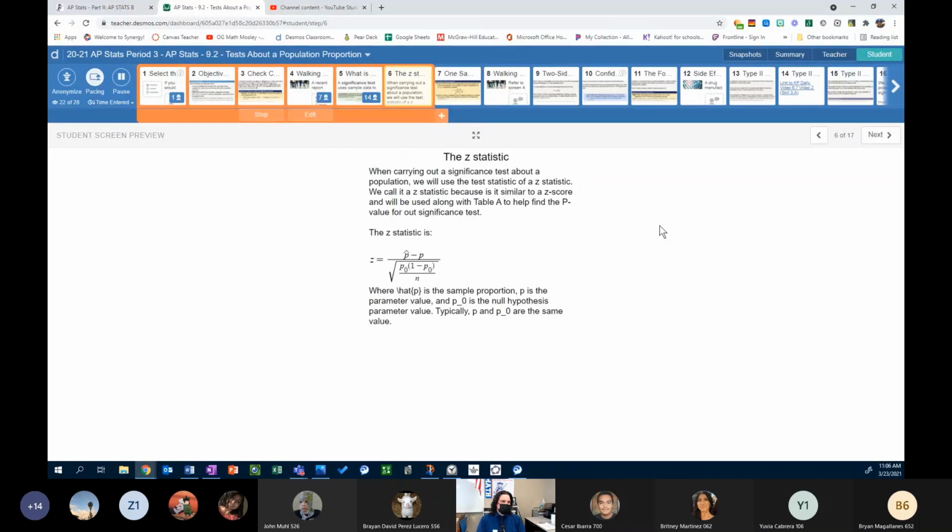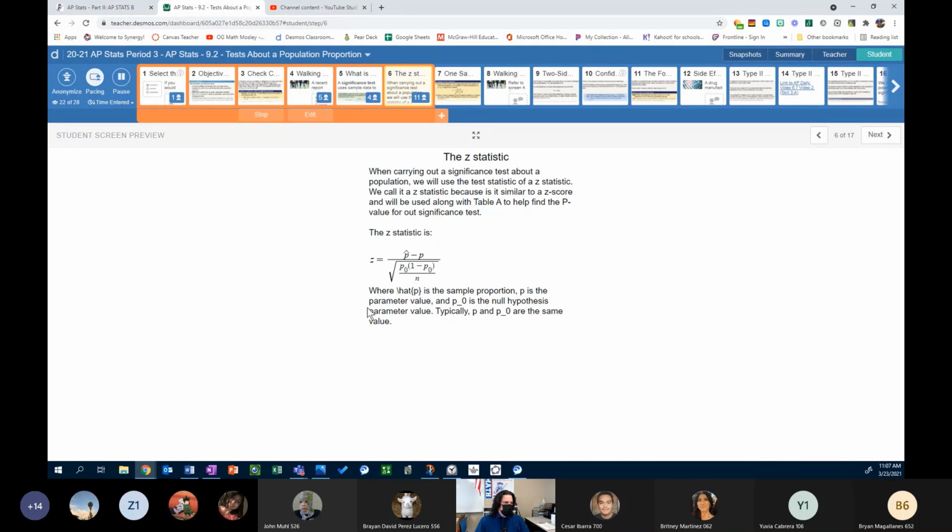So then we have the Z statistic, very similar to a Z-score, but using our statistic and our hypothesis. When carrying out a significance test about a population, we will use the test statistic of a Z statistic. We call it a Z statistic because it is similar to a Z-score, and it will be used along with table A to help find the p-value for our significance test. The Z statistic is Z equals p hat minus p divided by the square root of p sub 0 times 1 minus p sub 0 divided by n.